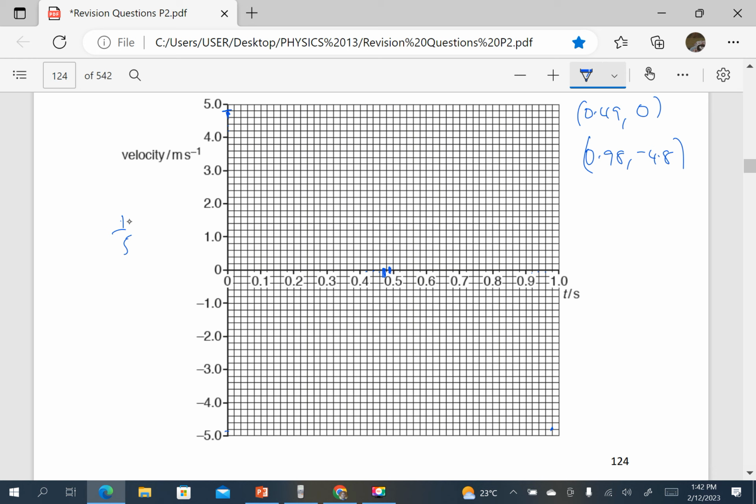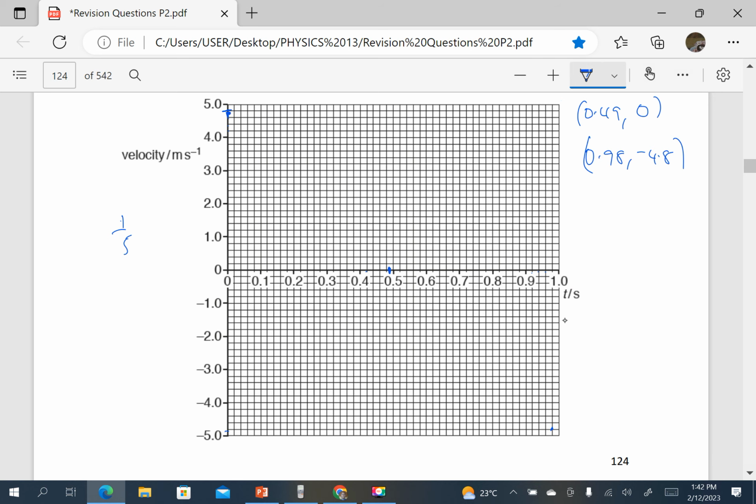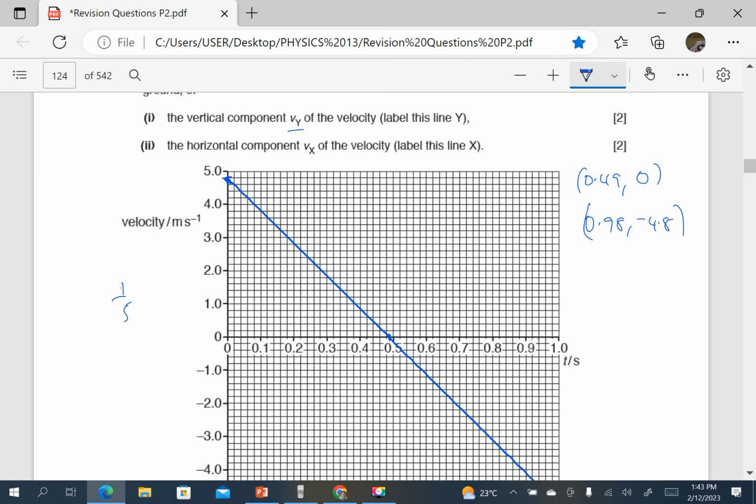I think 4.9 is here, not the previous position. Okay, so the graph touches this point and passes through the origin, then 4.8, as simple as that. Then they said label this y, so I'll label this line y.